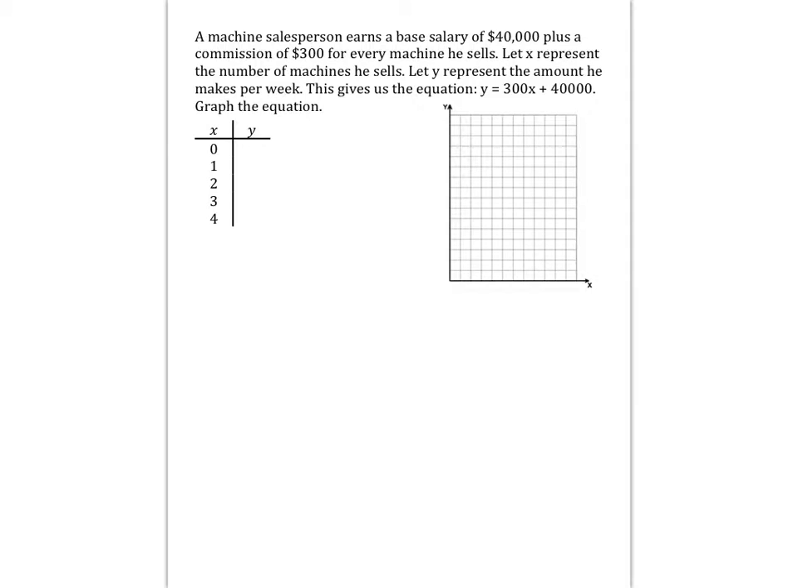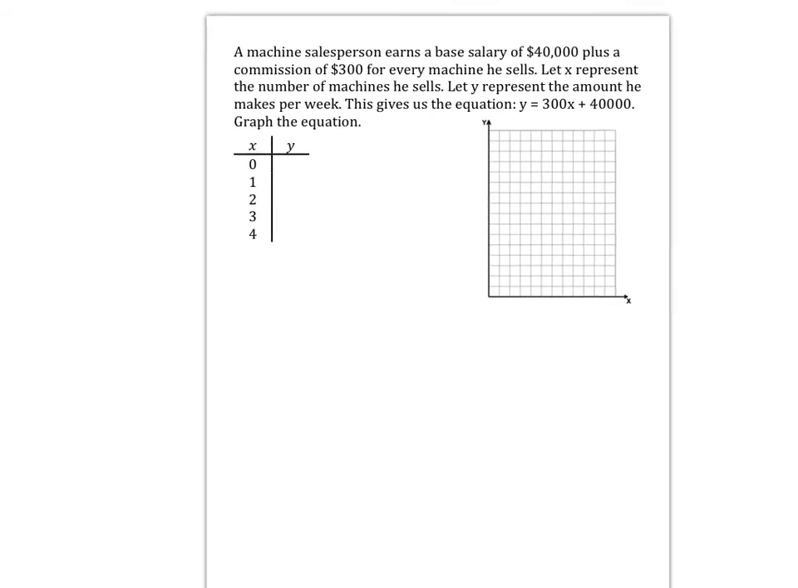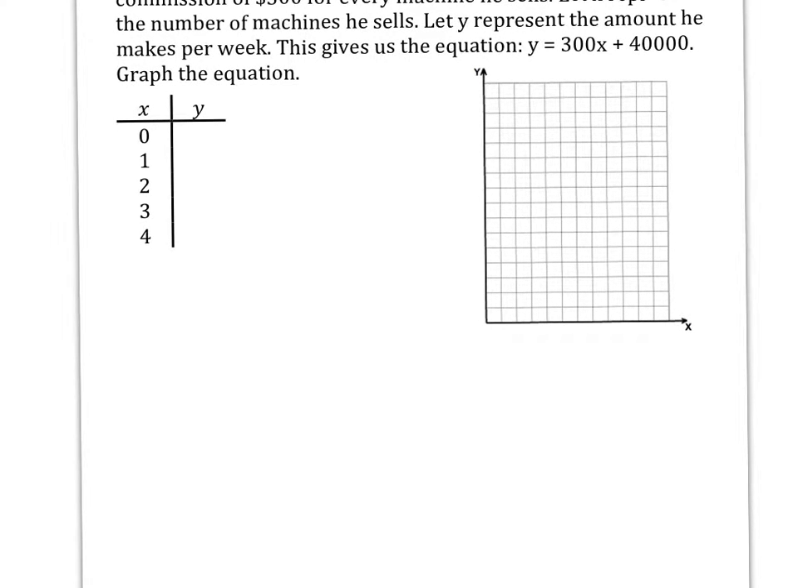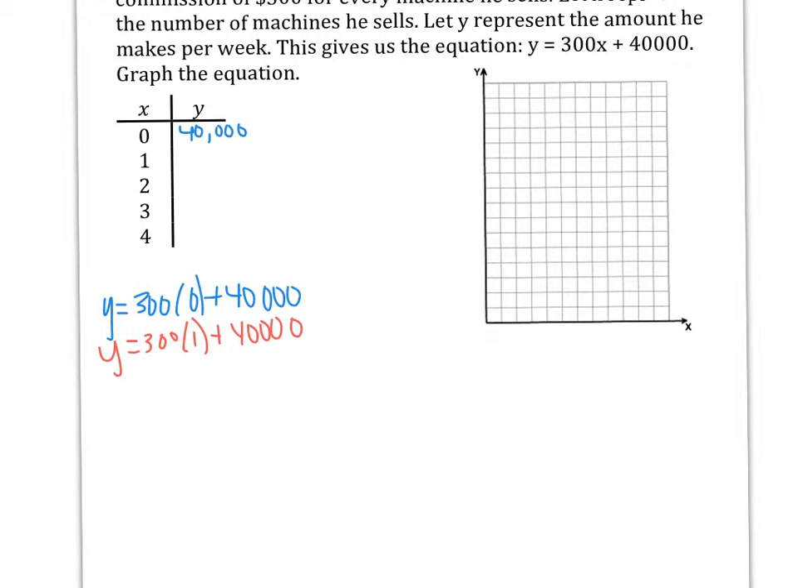So let's go ahead and plug in the values in the table for X. So I'm going to zoom in here. The first one I'll plug in is 0. So I will say Y equals 300 times 0 plus 40,000. 300 times 0 is 0, plus 40,000 is 40,000. All right, the next number that I'll plug in is 1. 300 times 1 is 300, plus 40,000 is 40,300.